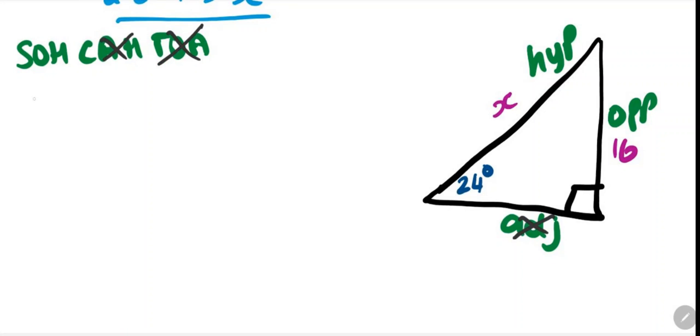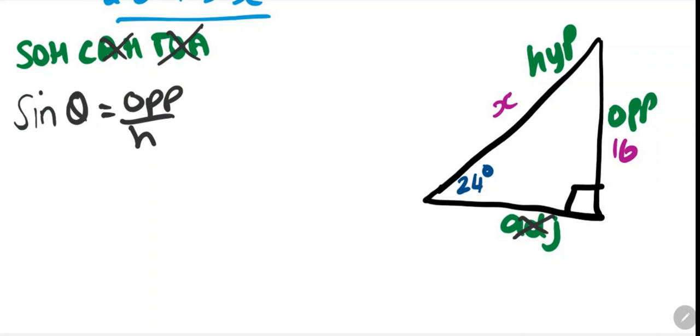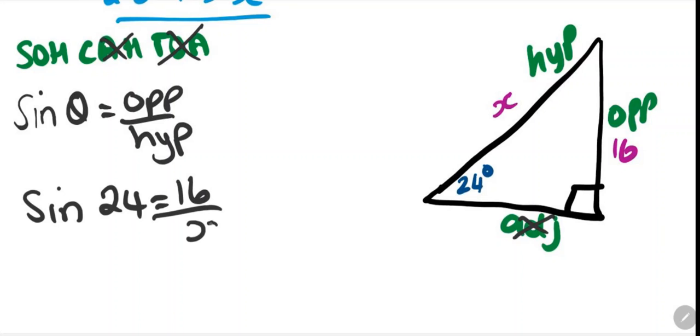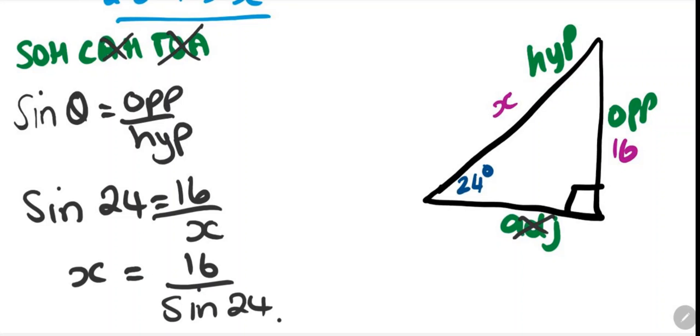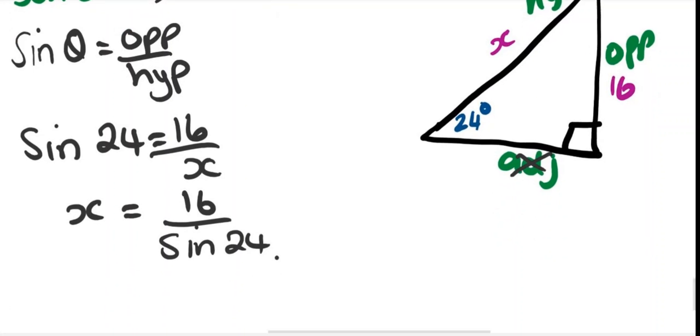So this leaves me with my sine formula. So sine theta is opposite over hypotenuse. Substituting the values, sine 24 is 16 over x. So rearranging, we'll have x is equal to 16 divided by sine 24. And if I put that in the calculator, 16 divided by sine 24, x is equal to 39.3.